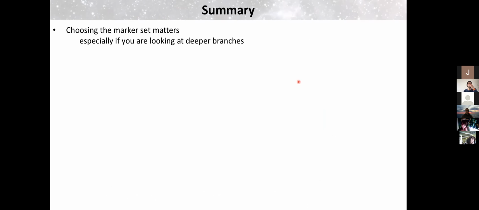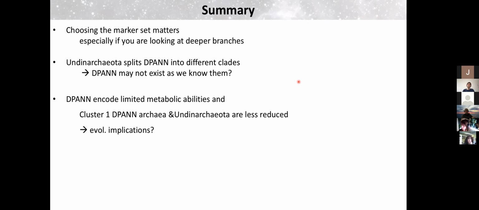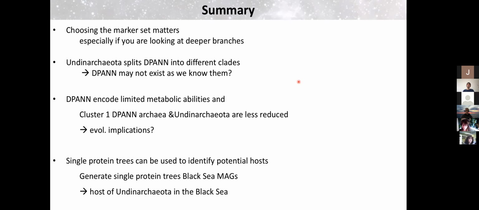So I hopefully for this talk could convince you that choosing the right marker set can matter, especially if you look at deep evolution. Because for us, we were able to show that Undinarchaeota are actually not at the base of the DPANN, but depending on where the root is, might actually split DPANN apart into two very different phylogenetic groups that potentially might not even be related. And also we do see some consistencies for these clusters in the metabolic abilities, where the group with the Undinarchaeota and the cluster 1 archaea are more complete, which could have some interesting evolutionary implications we're currently addressing. And also looking at single proteins or trees in general can be helpful, as we do hope that it will allow us to identify the host of Undinarchaeota, but also for other DPANN archaea in the future.